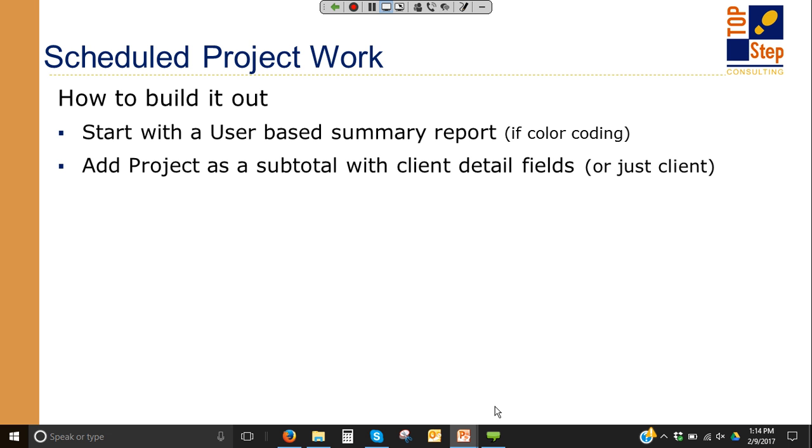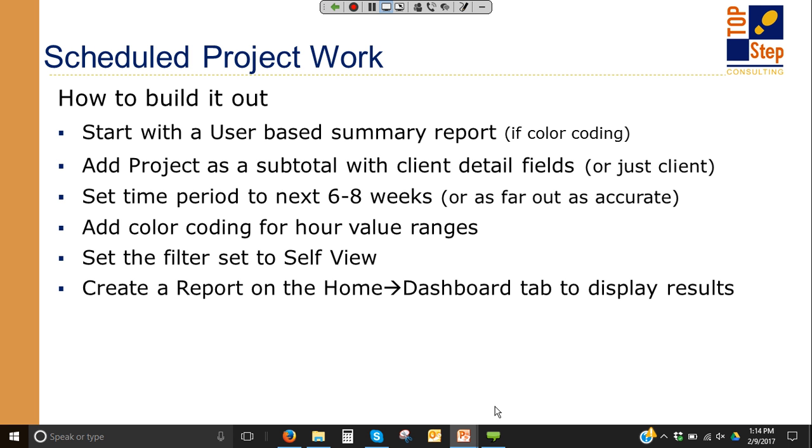So let's continue on with our scheduled project work dashboard creation, right? So how do you build it out? So here's the steps that I would typically take to build out this kind of request in the OpenAir environment. I would start off with a user-based summary report, okay? And there's a reason for that. The summary reports in OpenAir, or cross-tabbed if you're using the management interface, provide color coding. And the color coding can also be color-coded with a suppressing color coding at the subtotal level, right?